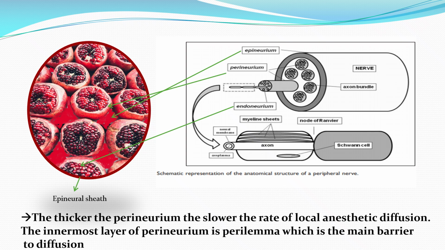So always remember, the thicker the perineurium, the slower the rate of local anesthesia diffusion. The innermost layer of the perineurium is the perilemma, which is the main barrier to diffusion.